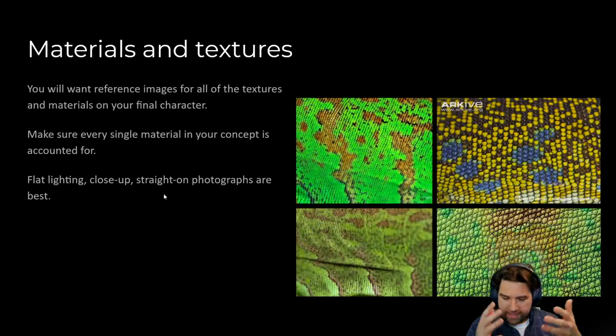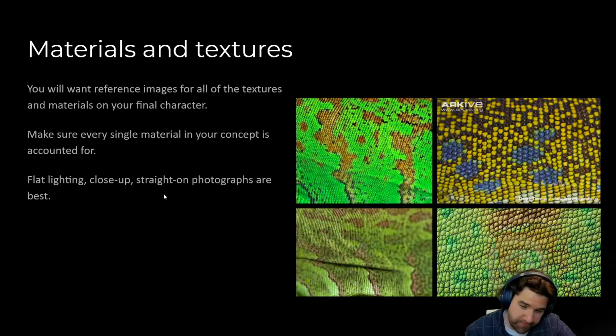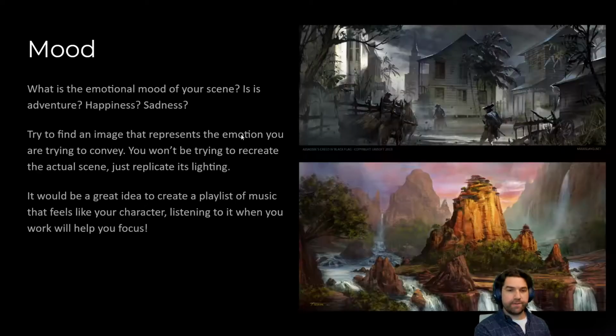We're also going to want to get close-up details. If I was going to make a lizard character, I might get some close-ups of lizard skin and get some idea of what the material might look like. So when I'm texturing it, I know what I'm trying to recreate. We want to make sure we're accounting for all the things in our characters. Even if they're going to be mostly flat colors, we want some idea of their surface reflectivity so that when we're texturing, we have something to go off of.